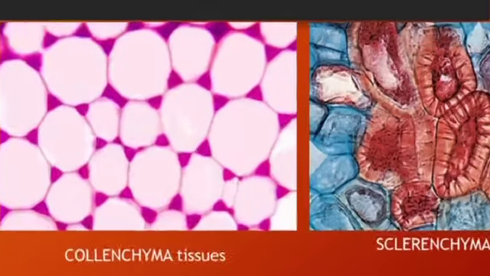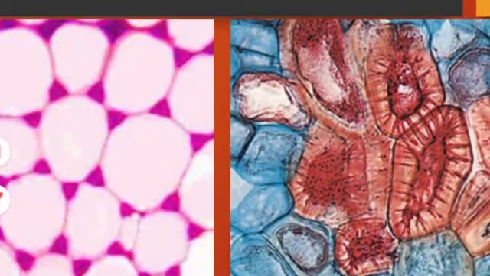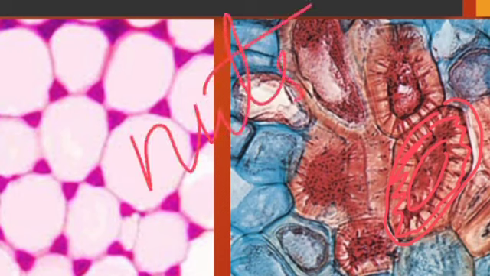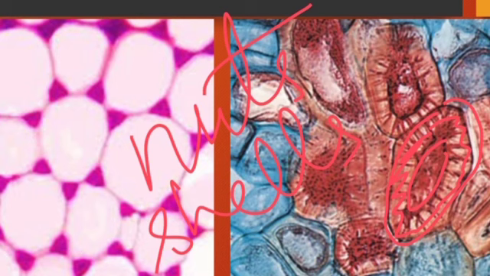The next type of cell, if you see the diagram, is the sclerenchymatous cell. Sclerenchyma has a thickened cell wall. This part is the cell wall. The thickened cell wall provides support and rigidity to the cell. If you take the example of nut shells, they are very tough, very hard. Why? Because they are made up of sclerenchymatous cells.